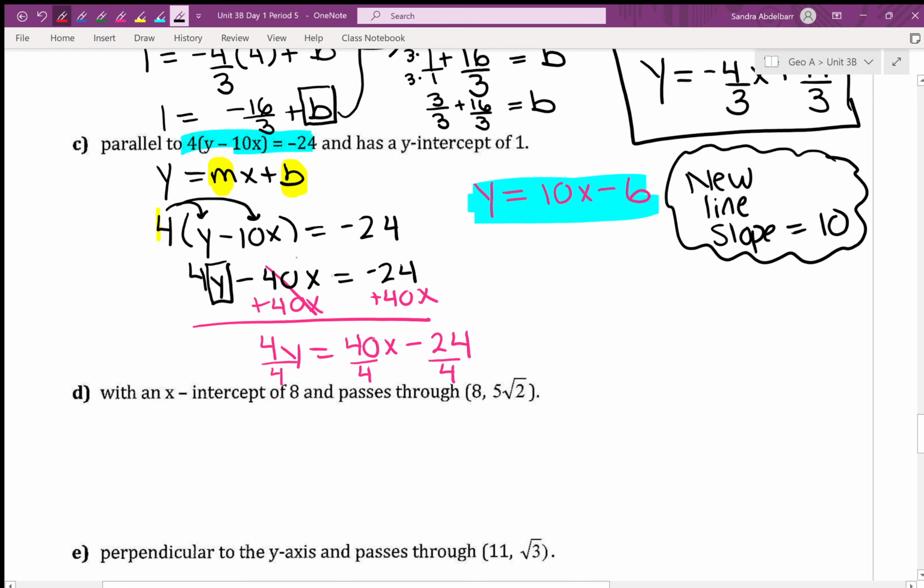Okay, so our new line has a slope of 10, and then it says it has a y-intercept of 1. Well, isn't that all we need, the slope and the y-intercept, to create an equation of a line? That's all we need. So our equation of the new line is y equals 10x, and then what do I do? Allie? Plus 1, you got it. And this is our answer.